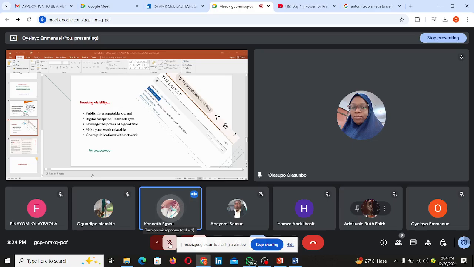Also leverage the power of a good title and make your work relatable. People tend to read the work that they find relatable, so if your title is very relatable, it will also increase the visibility of your work. And also always share your work with your network, whether on social media or with your peers in the university, or any place where you have a platform to share your work. By sharing it, people become more aware and they can also read, learn from you, and cite your articles.